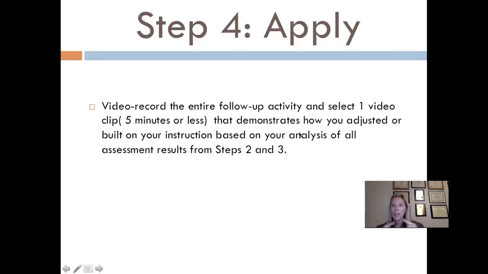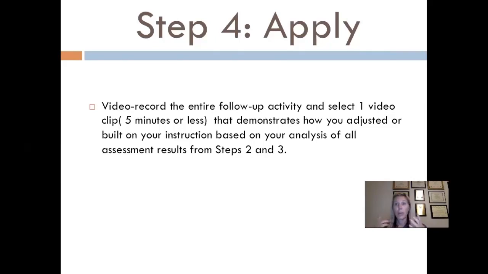So within that video clip, there needs to be evidence of how you adjusted your teaching, right? So that would be the reteach, or how you built on your instruction. That would be the extension. So it's one or the other, it doesn't need to be both. So you have to strategically plan that. How are you going to make it evident that you're either adjusting instruction or building instruction?